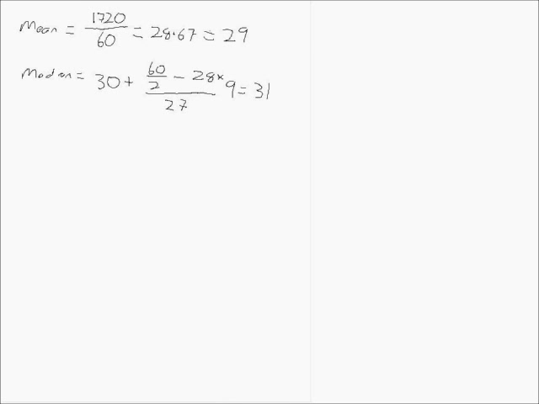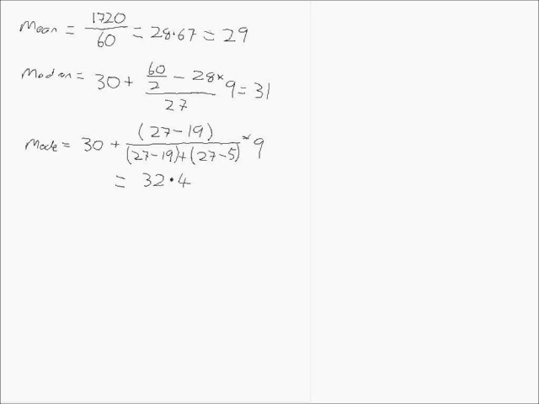So the mode is equal to the lowest value it can take, which is 30, plus the frequency in the modal category of 27, minus the frequency before that, which is 19, all over, again, F1 minus F2, plus F1, again, which is 27, minus F3, in this instance 5, multiplied by the class width, which is 9, giving us a modal value of approximately 32.4.